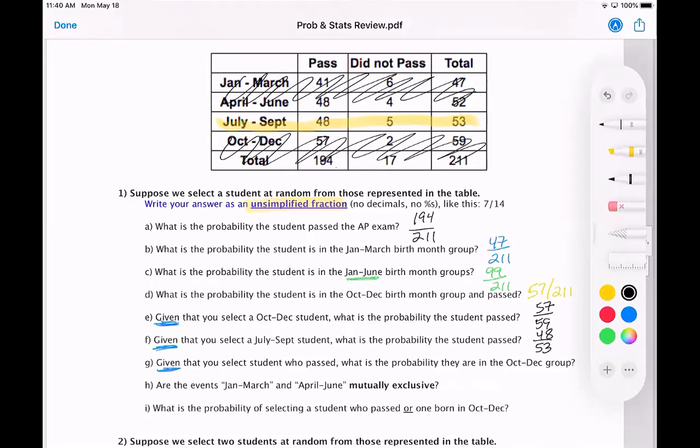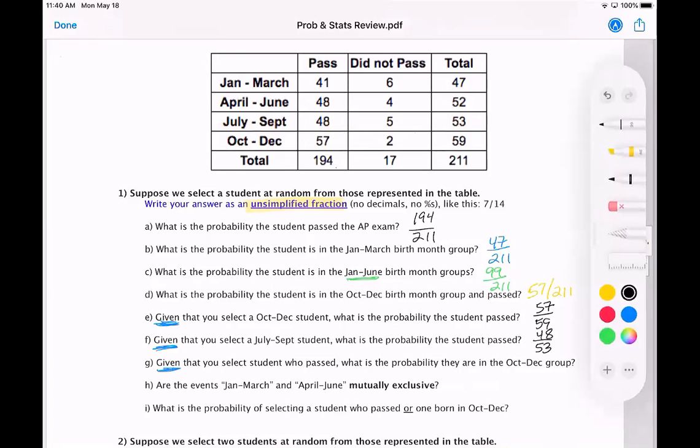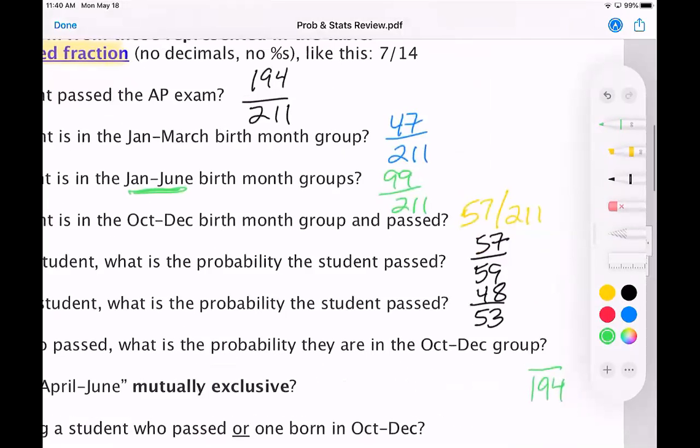And then letter G, given that you select a student who passed. Now this is going to be a different way. Before we were going kind of horizontal in the numbers that we're looking at. Now we're going vertical. Given that the student passed, we ignore all these people who didn't pass. These total numbers are now all different. There are 194 who passed. And what's the probability they're in the October to December group? That would be 57 out of 194.